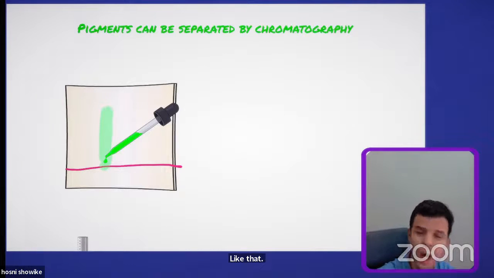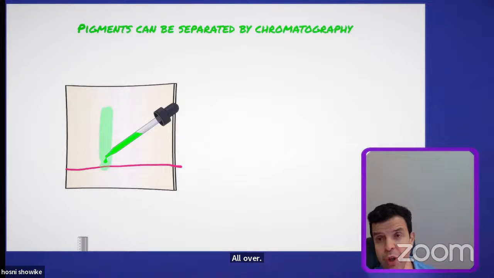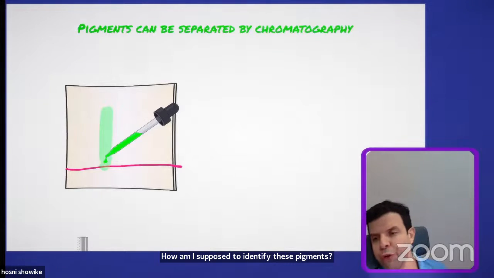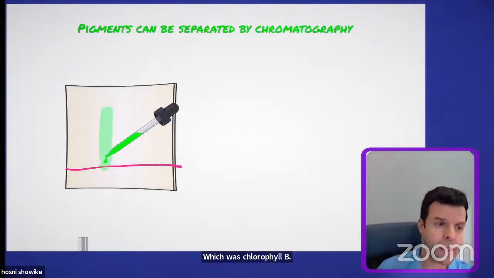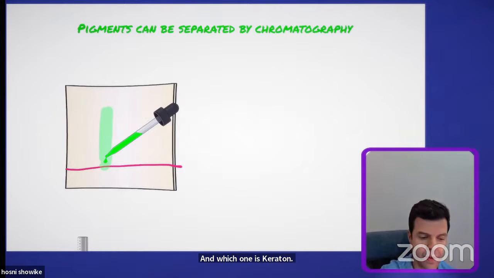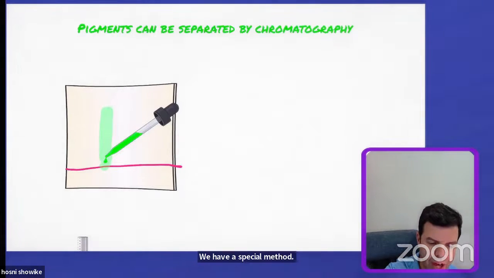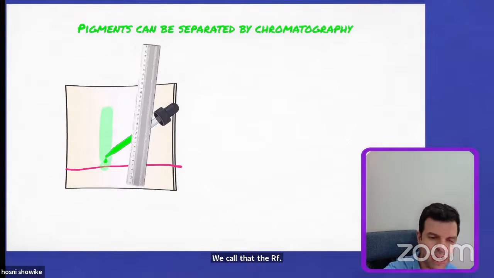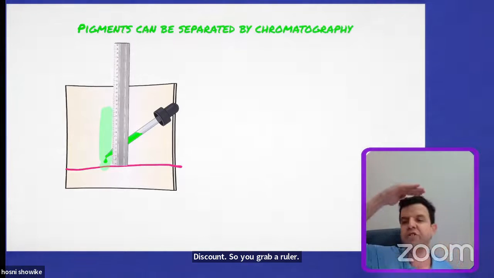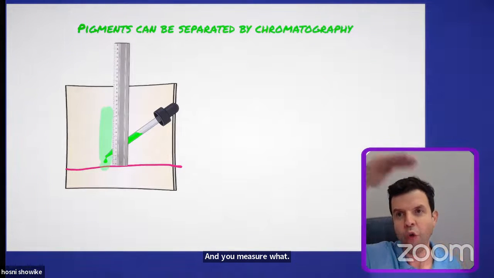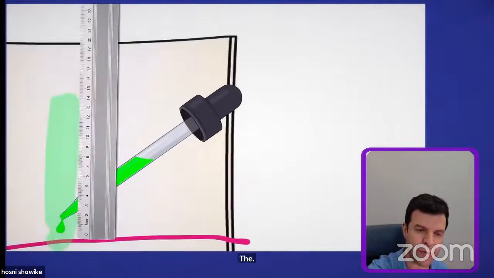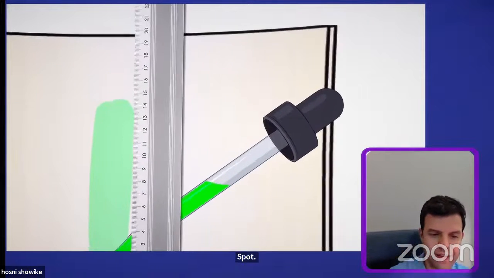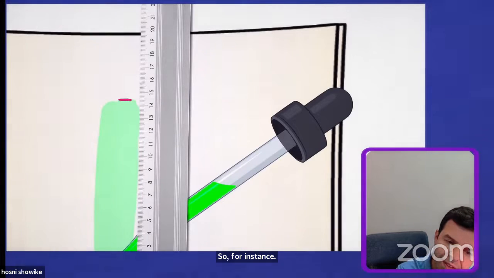How am I supposed to identify these pigments? How do I know which pigment is which? Which one is chlorophyll A? Which one is chlorophyll B? And which one is a carotenoid? We have a special method. We call that the RF values of these colors. So you grab a ruler and you measure what? You're going to measure the tip of the spot. So for instance, here's my spot. How much is the RF of that tip?